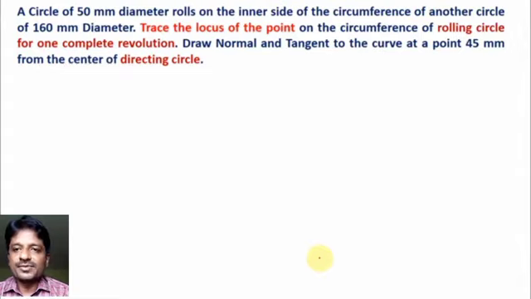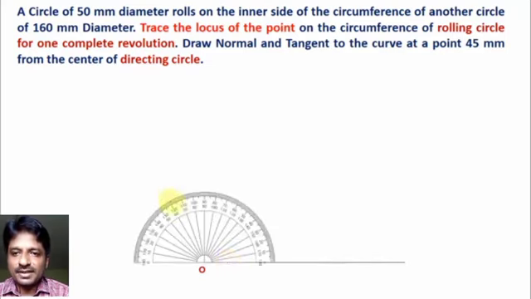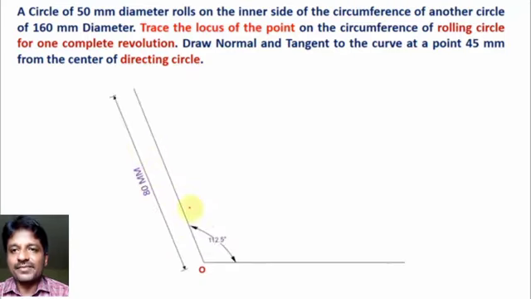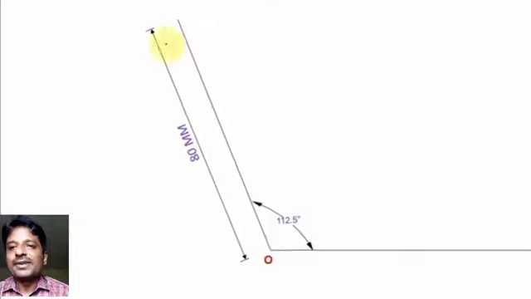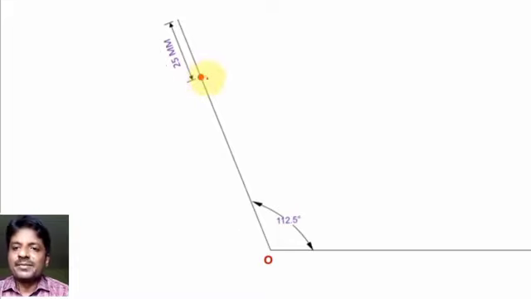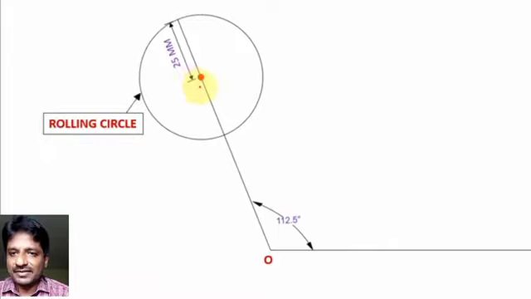So let's start making this hypocycloid in a fair manner. We have to draw a horizontal line, of any length. After that we keep the protractor at 112.5 degrees, with a length of 80 mm, which is the radius of the directing circle. From this point we take 25 mm in the inward direction because it is a hypocycloid, and this 25 mm is the radius of the rolling circle. With this 25 mm, make the rolling circle.